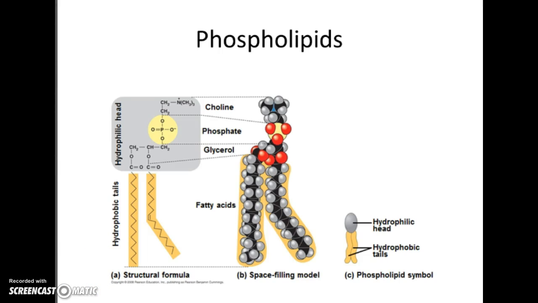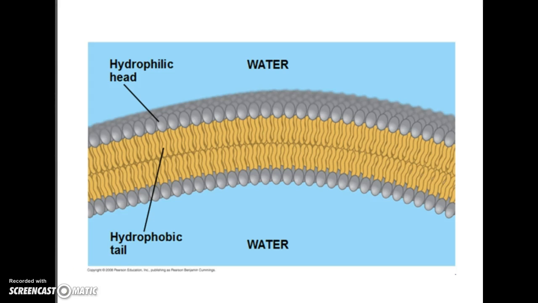When the phospholipids are added to water, they self-assemble into a bilayer. We'll look at that on the next slide here. This occurs when the hydrophobic tails point towards one another because they're attracted to one another, and the hydrophilic head regions are pointed outwards towards the water because they're attracted to water. So let's check out what this looks like here.